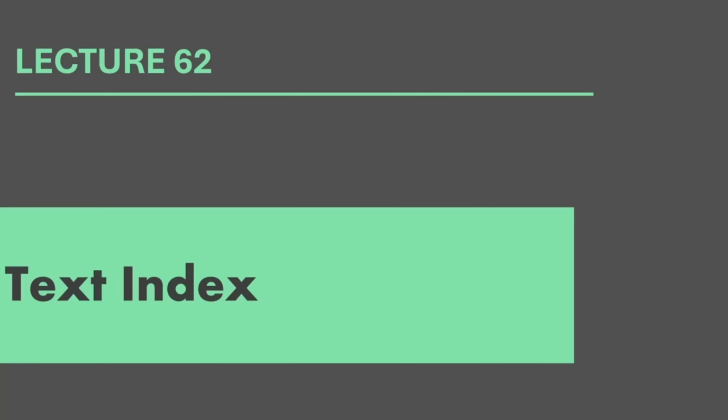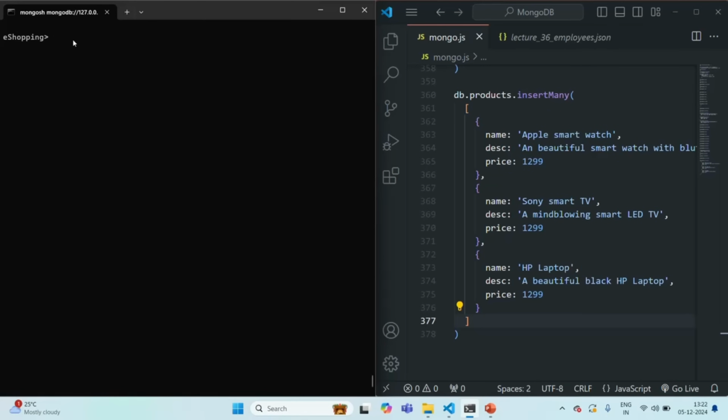In the last lecture, we learned about multi-key indexes. In MongoDB, we have a special type of multi-key index called a text index. So in this lecture, let's learn about text index and how it is useful. Let's go to Mongo shell, and in order to understand text indexes, we need some dummy data.